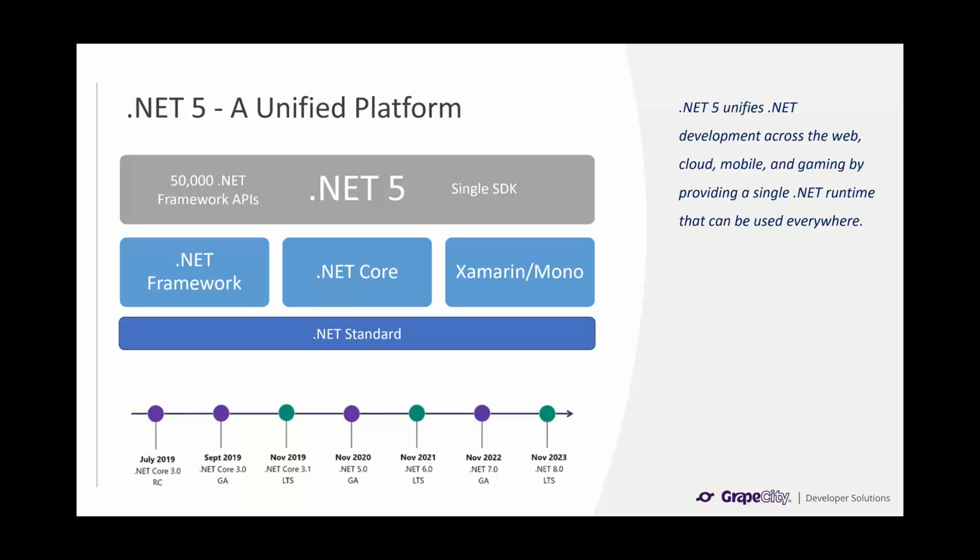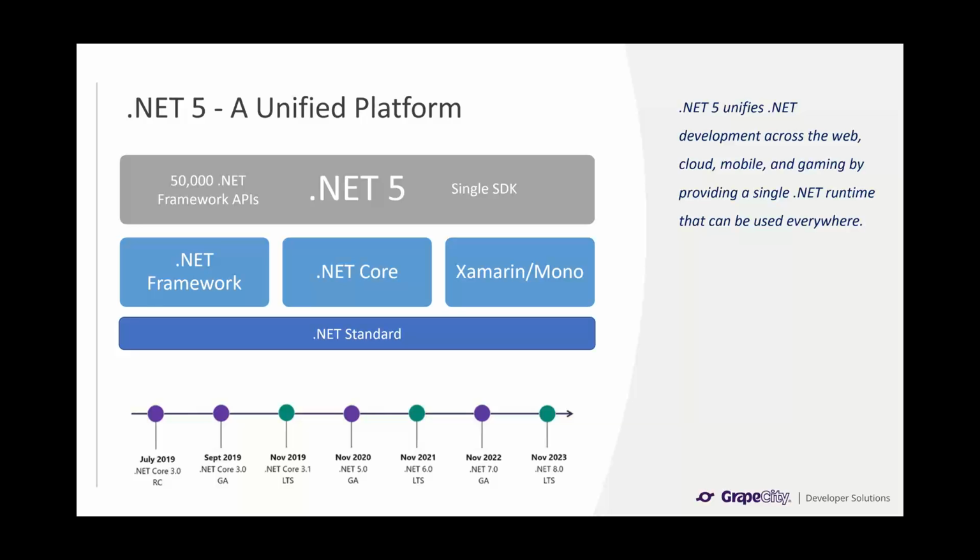It unifies .NET development across the web, cloud, mobile, and gaming by providing a single .NET runtime that could be used everywhere. So .NET 5 provides a single SDK and 1 BCL that can handle all current application models, including the desktop frameworks like WinForms and WPF. And since it includes about 50,000 .NET Framework APIs, that makes .NET 5 the next step forward for desktop development, especially apps built for WinForms and WPF.